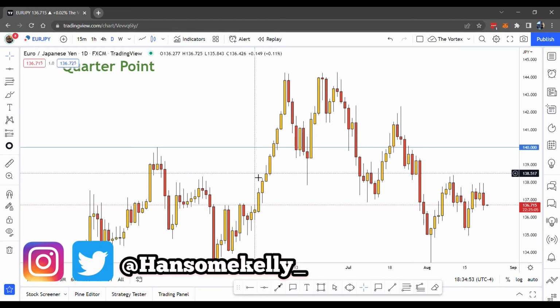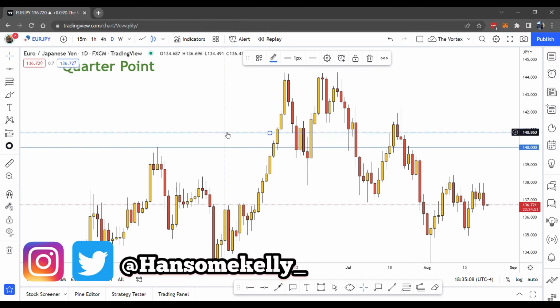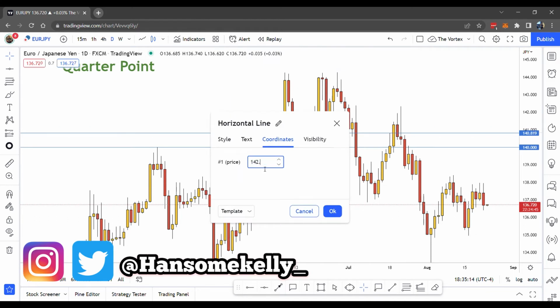So if we're counting in quarters, right, and again, we're on a daily time frame, if it's out of a 1,000 pip movement, then we know for a fact that the next one will have to be 250 pips above. So you can do the same exact thing, put a line up here, and make sure it's 250 pips above. In this example, 140 plus 250 pips will give you 142.5.